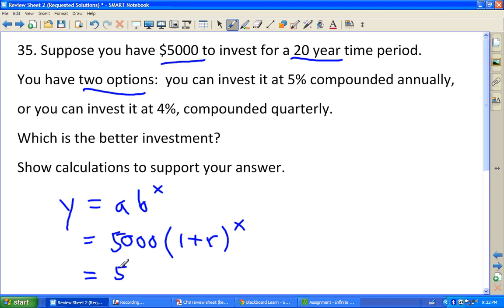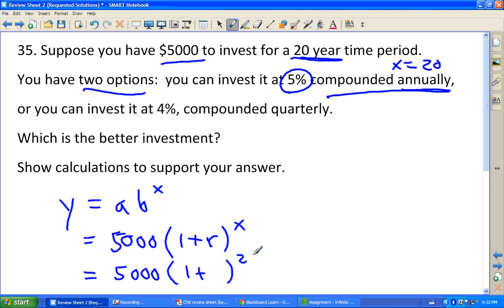But in this first investment option, it's going to be 5,000 times 1 plus the 5% compounded annually. So I'm going to do it year for year, which means x equals annually 20 years, so x equals 20. So I'm going to plug in a 20 up here. And this is going to be 5% expressed as a decimal. That's 0.05. Move the decimal 2 places, and that's what you get.